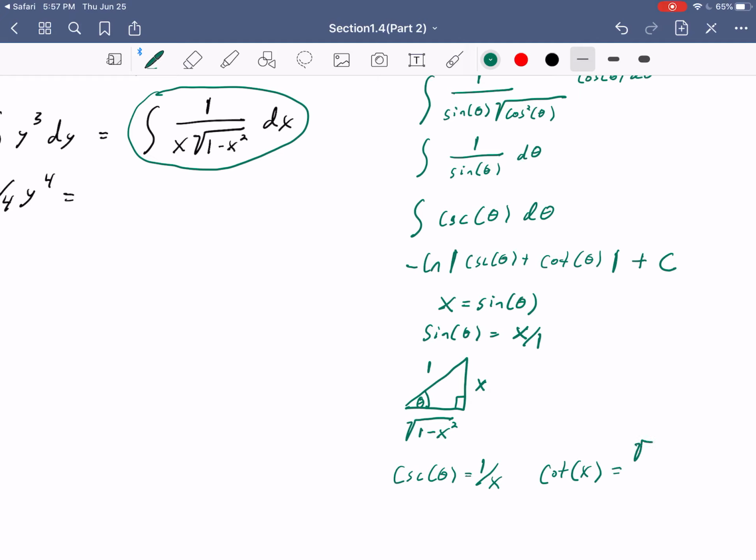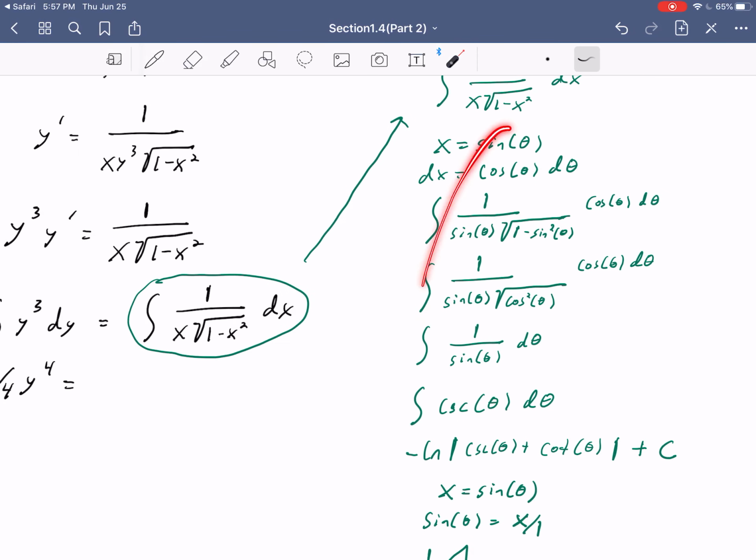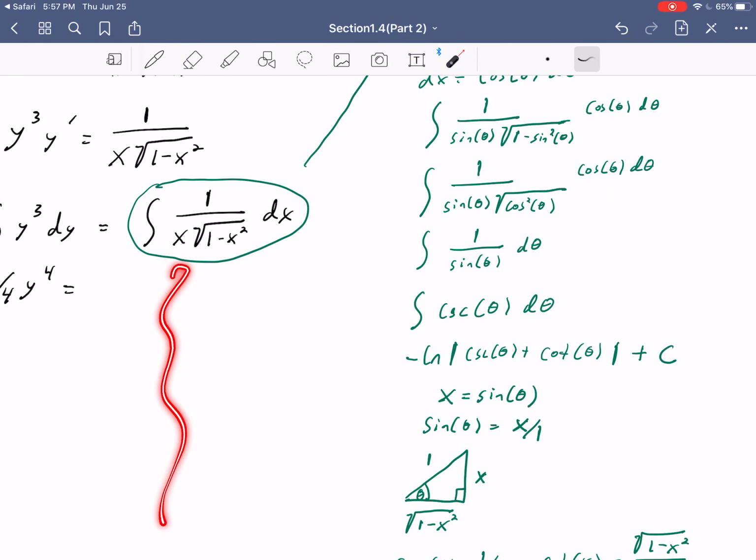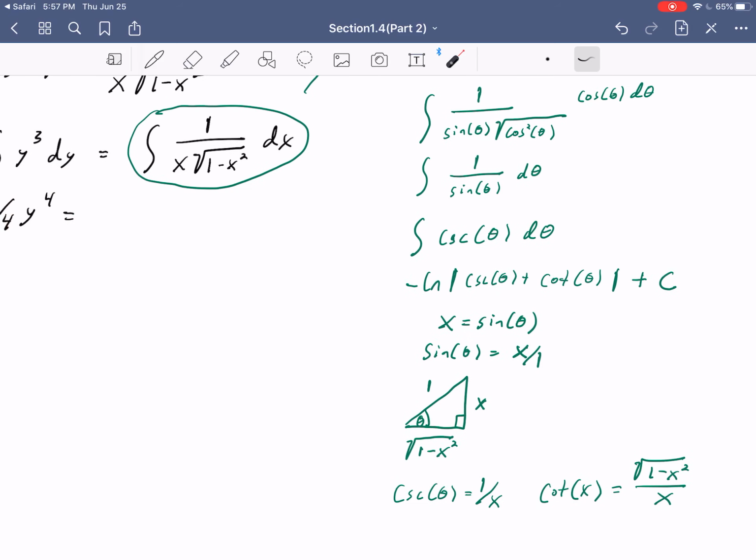So we get that square root 1 minus x squared over x. So we can go ahead and throw this stuff into here and replace it all the way back over there. Notice that this is definitely worth doing separately because you wouldn't want to have to do all that and keep this along the entire time.